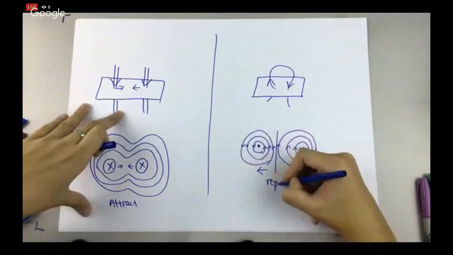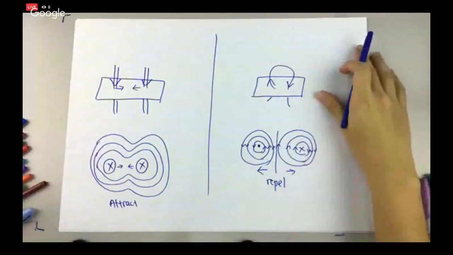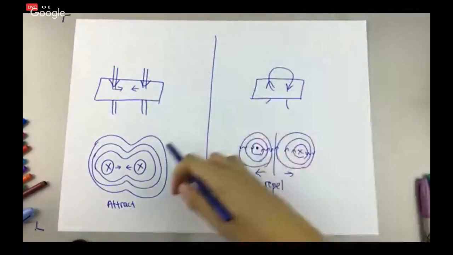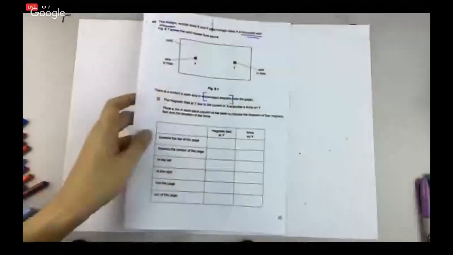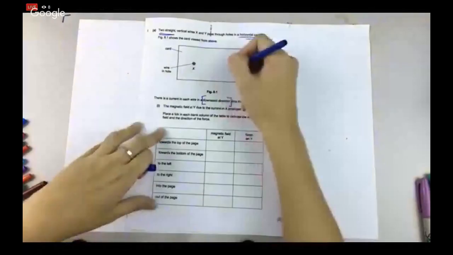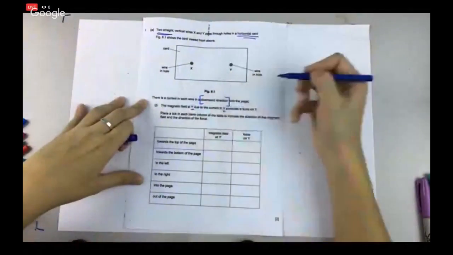Now let's go back to this question. In this question, we see the same direction. They ask about the magnetic field of Y due to the current, which then produces a force on Y. Indicate the direction of the magnetic field. Let's start with the force. Because it is the same direction, left and right, the force goes to the left. Then what is the direction of the magnetic field of Y?